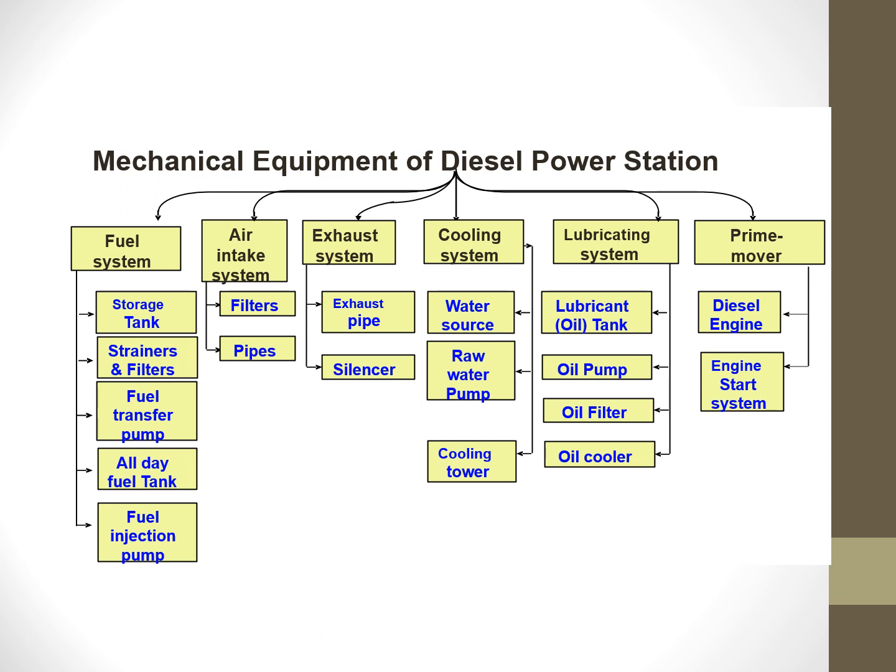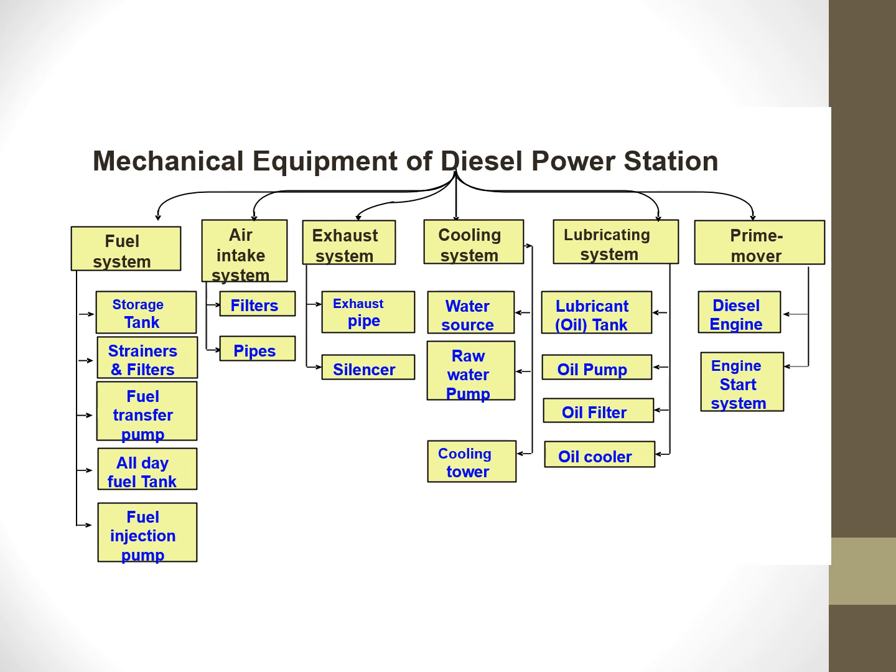First, we look at the mechanical equipment of a diesel power plant. As I have told in the beginning: fuel system, air intake system, exhaust system, cooling system, lubricating system, and prime mover. In the fuel system, as we have seen in the picture, the fuel will be supplied from the fuel storage tank, where we can have up to 500 liters of diesel. It will go to the strainers and filters to filter any unwanted particles, and then to the fuel transfer pump. From there it will go to the daily tank. The daily tank will be fixed at a height and the fuel will flow by means of gravitational force. Then it will go to the fuel injection pump, and as usual, fuel will be injected as tiny particles. This is about the fuel system.